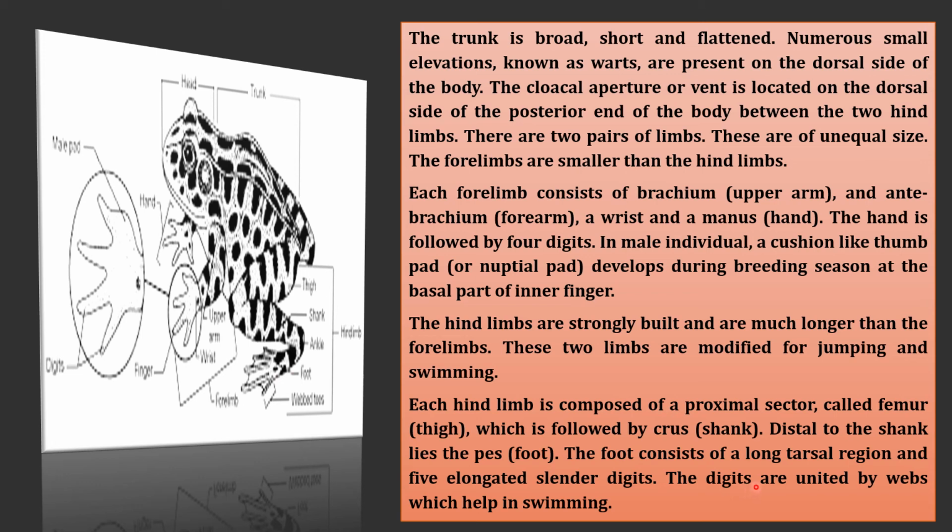The foot consists of a long tarsal region and 5 elongated slender digits. You can count 1, 2, 3, 4, 5. You have remembered I just told you there are 4 digits in the forelimbs of toad, but there are 5 digits in hind limbs of a toad. The foot consists of a long tarsal region and 5 elongated slender digits.